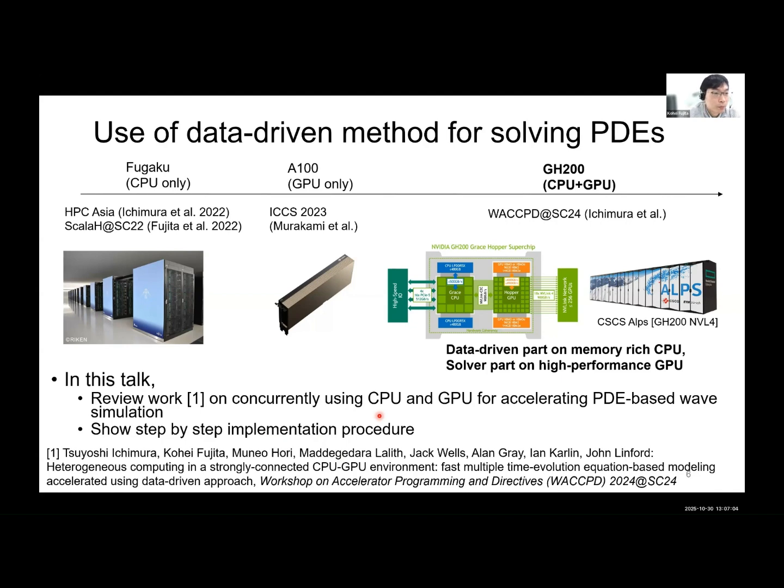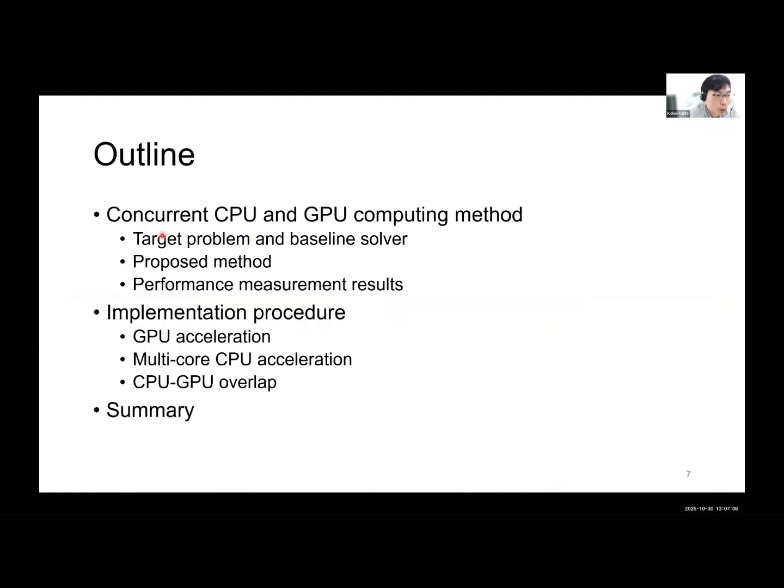So the first half, I will explain the target problem and baseline solver, the proposed method, and some performance measurement results. And in the latter half, I will explain the implementation procedure consisting of three steps. The first step is the GPU acceleration and multi-core CPU acceleration, and then how we do the CPU-GPU overlap. And I will summarize the presentation.